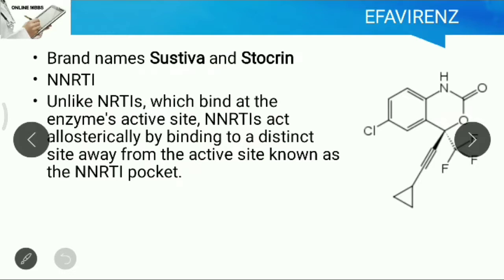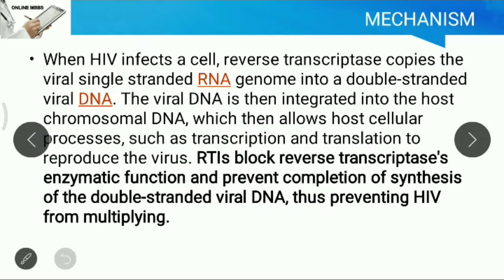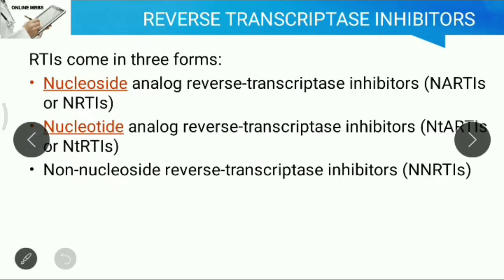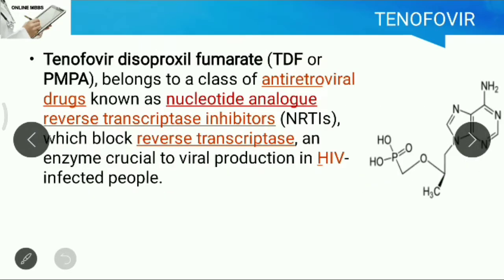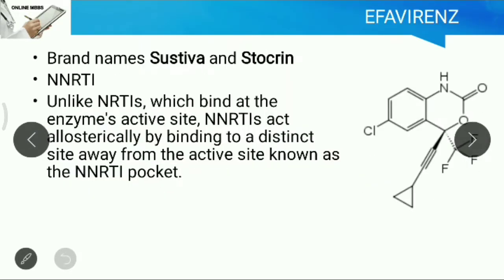Then comes Efavirenz, brand name Sustiva or Stocrin. It is an NNRTI. As I said, NNRTI is non-nucleoside reverse transcriptase inhibitors. Unlike NRTIs, which bind at the enzyme's active site, NNRTIs act allosterically by binding to a distinct site away from the active site, known as the NNRTI pocket.